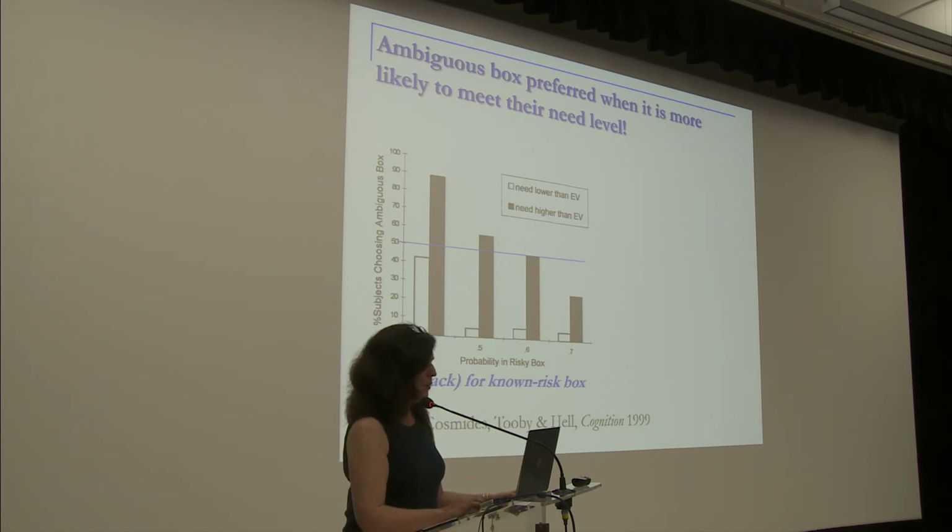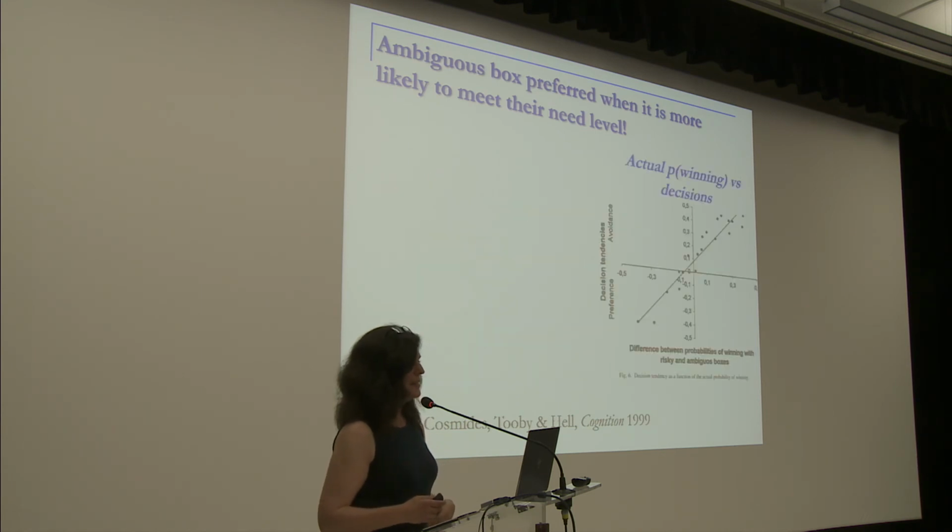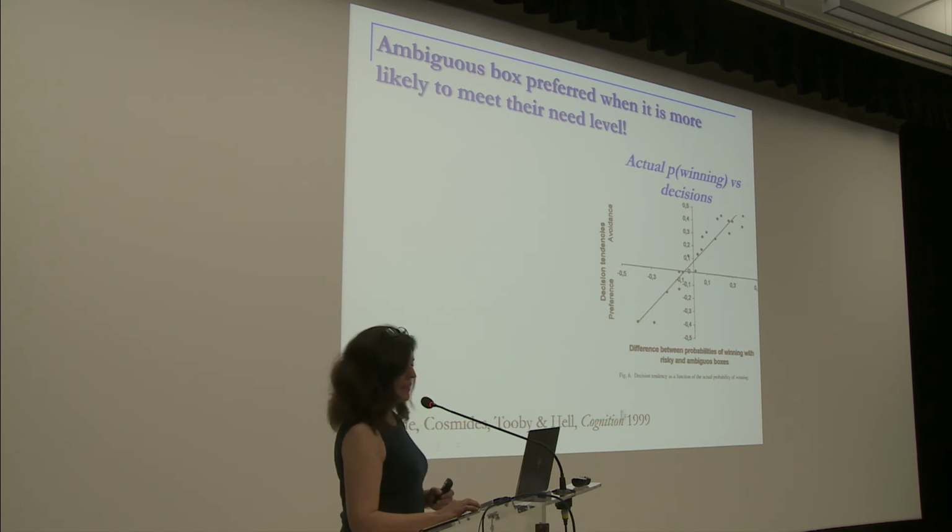And they actually even continue to prefer it even when the known and ambiguous risk box have the same expected value. They even are indifferent when it's even 0.6 probability of winning in the known risk box. And this is the actual probability of winning versus the decisions people made. And what you're seeing here is the data points are hugging the line really well.